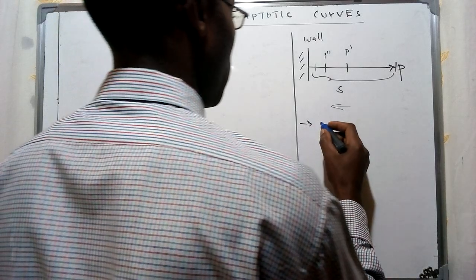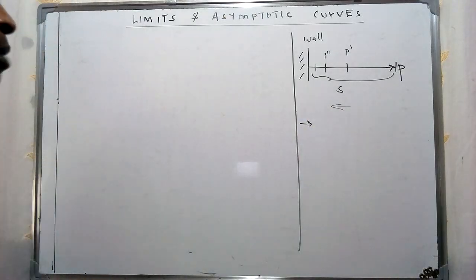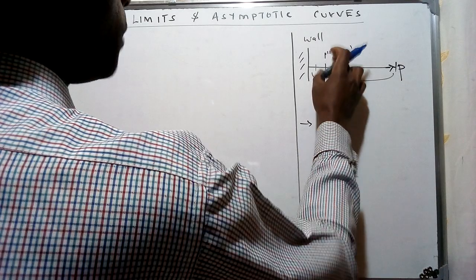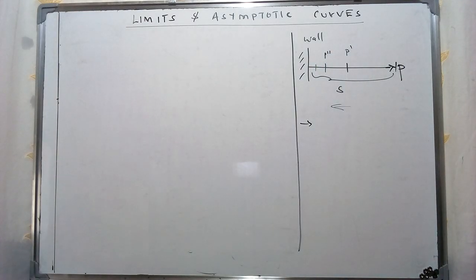And of course, we're not going to come close to the wall, since this distance is continually being divided. However close we may come to the wall, there is still going to be a separation distance between the wall and this point P prime, which we're going to be dividing.